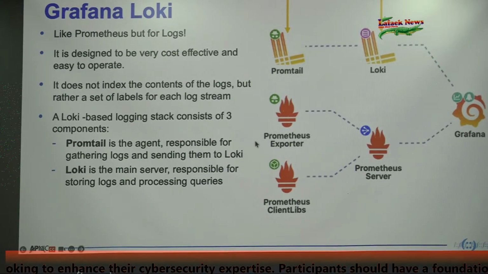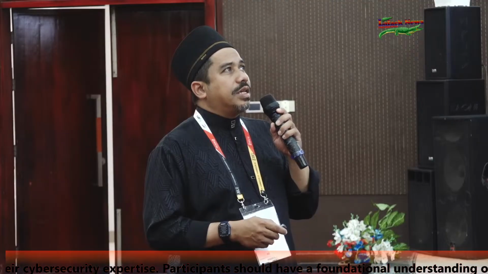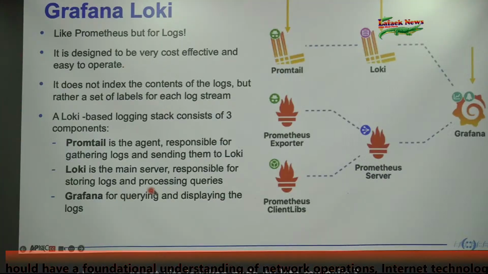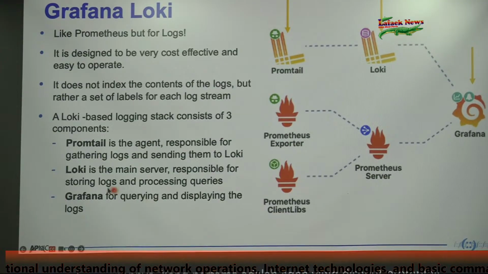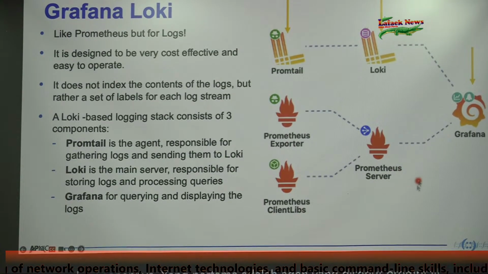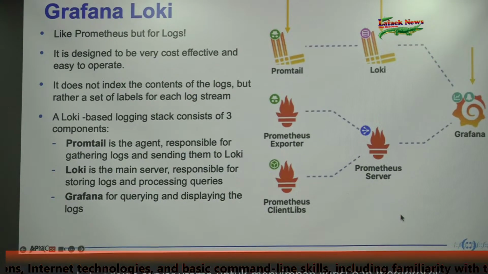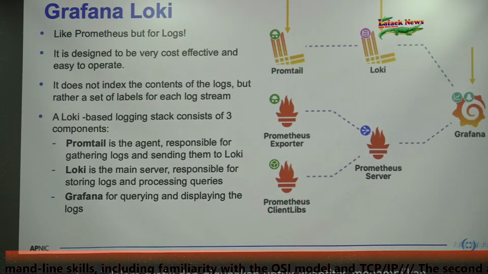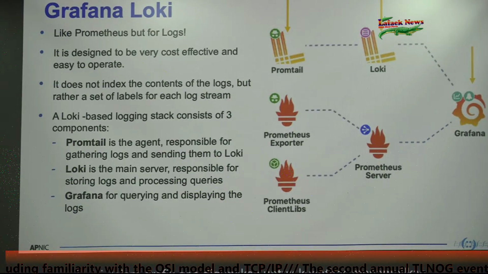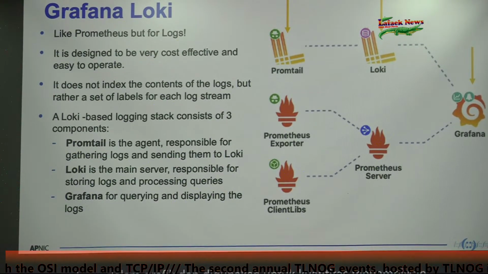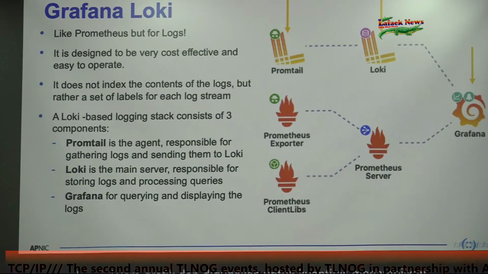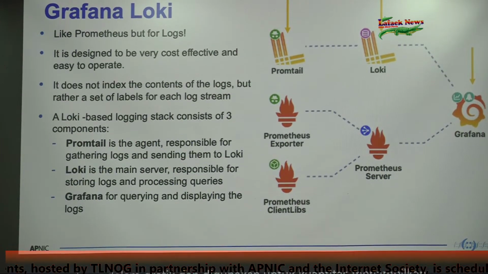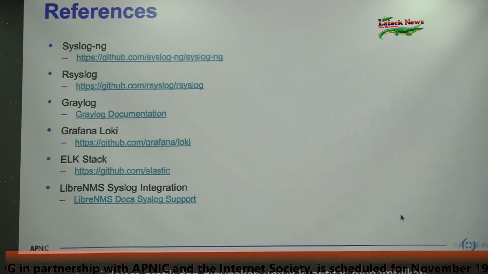We have 3 components of it. The first one is the agent called Promtail. Loki is the main server for storing logs and processing queries. And Grafana is used for querying and displaying logs, more like Kibana. It's similar to the ELK stack, and Grafana Loki; both of them are quite modern, and they have a similar purpose: to collect logs. So this is a reference.